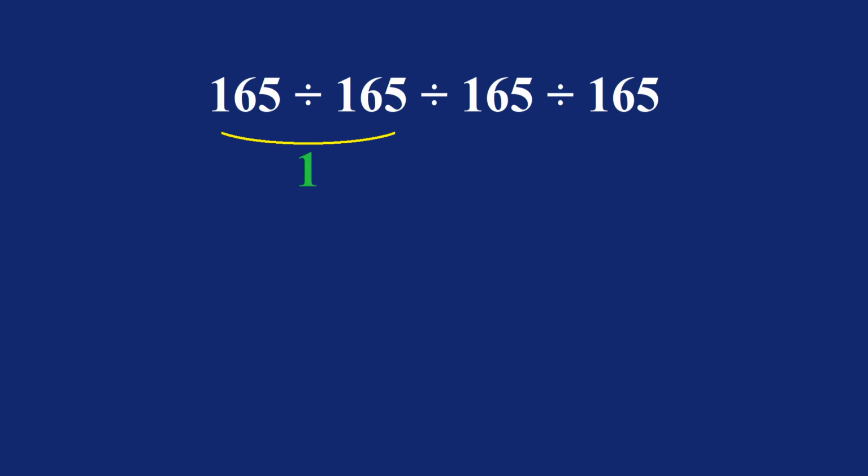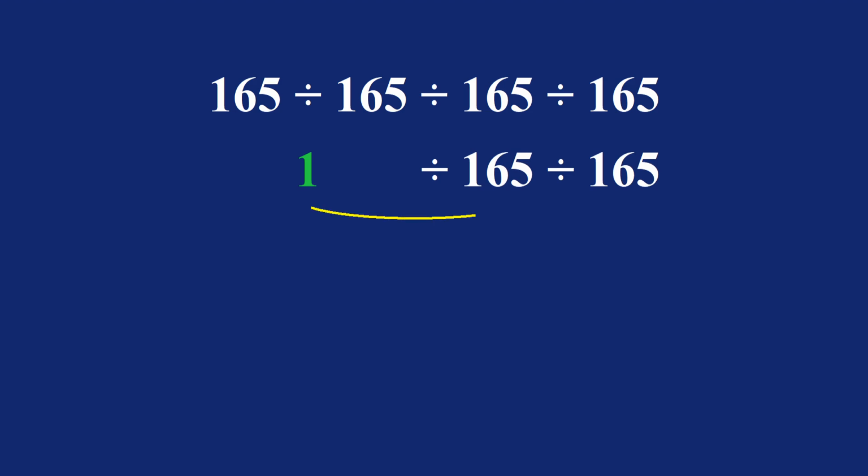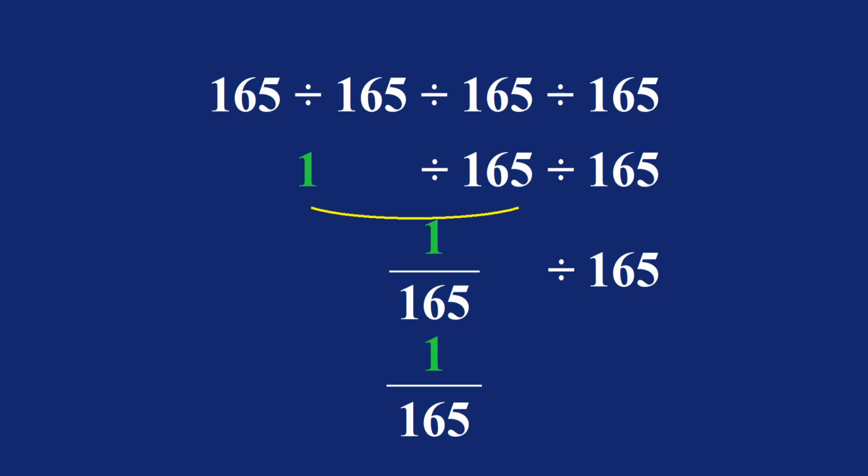So we have 1 divided by 165 divided by 165, and we can write this part as 1 over 165 divided by 165. So we must keep the first fraction 1 over 165 and change division to multiplication times.